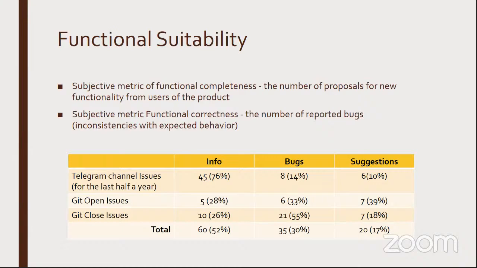As you can see, that's 55%. And the suggested source was GitHub because it's easy to track them in the issues part of GitHub. Also, we suggested that the metric of functional correctness would be the number of reported bugs, because it seemed logical and understandable for ordinary people. Next slide, please.